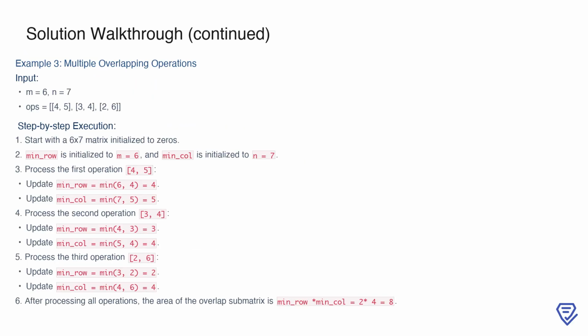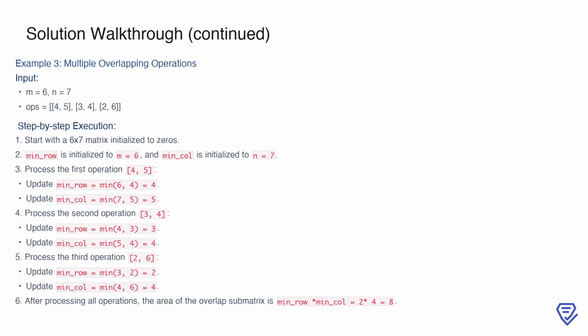Next, we consider an example with multiple overlapping operations. The matrix starts as a 6 by 7 grid filled with zeros. We initialize min_row to 6 and min_col to 7, the dimensions of the matrix. For the first operation, 4, 5, we update min_row to min(6, 4) equals 4 and min_col to min(7, 5) equals 5, reducing the effective submatrix to a 4 by 5 top left grid.